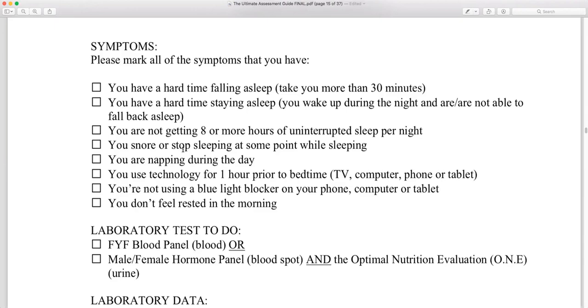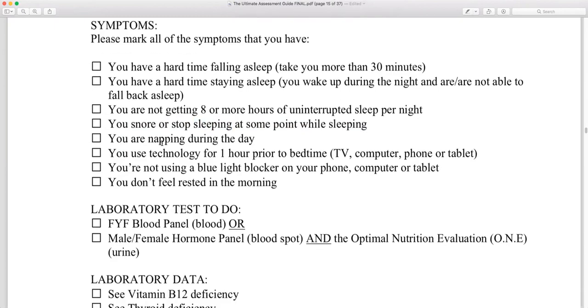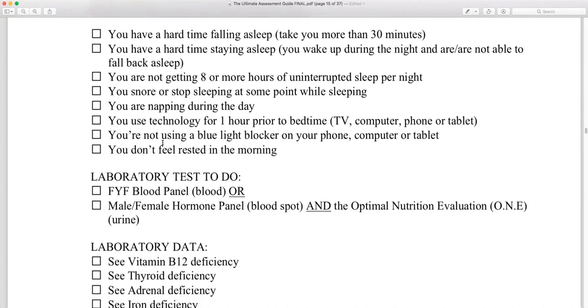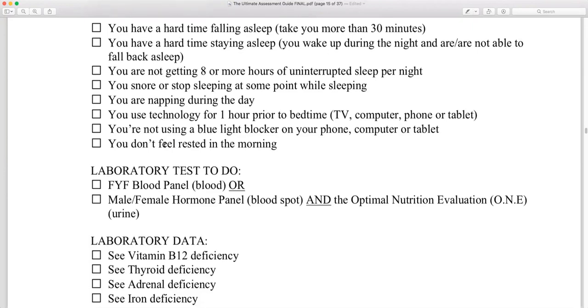You snore or stop breathing at some point while sleeping. You are napping during the day. You use technology for 1 hour prior to bedtime, which can often disrupt your sleep. You're not using a blue light blocker on your phone, computer, or tablet, which can interfere with your pineal gland and its ability to produce the hormones needed for sleep. And you don't feel rested in the morning.